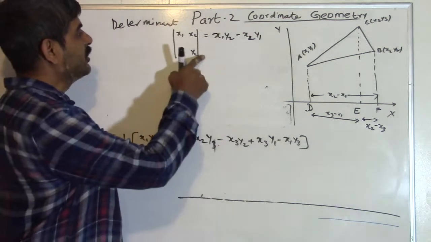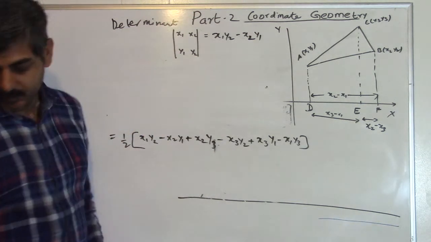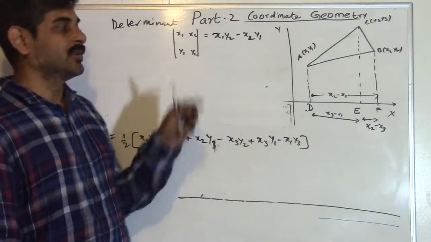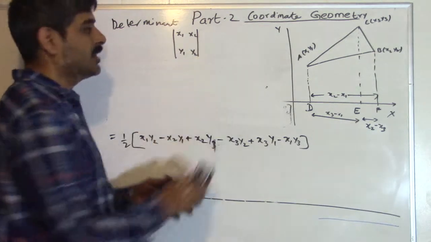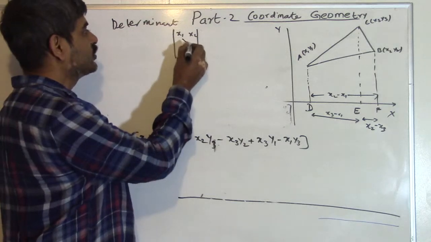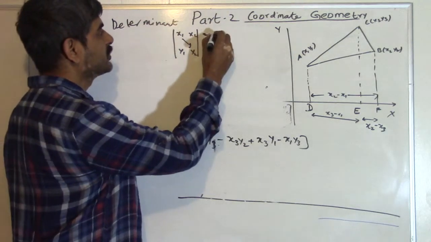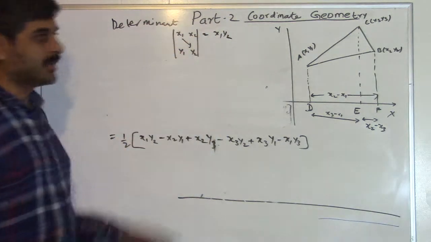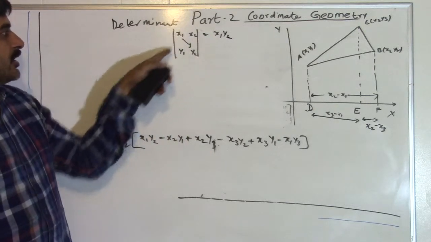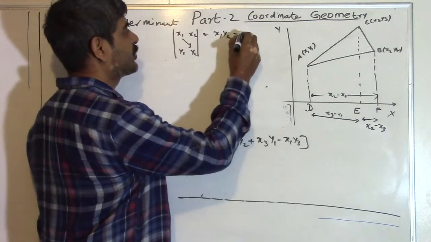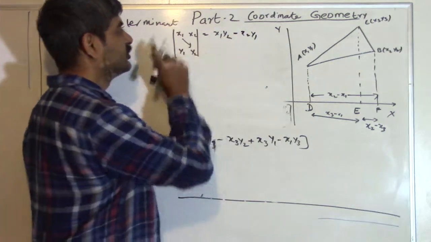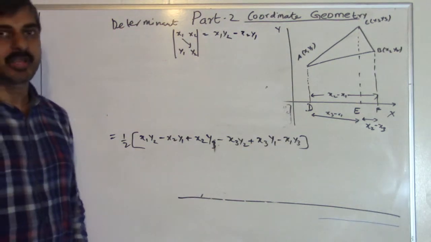And how do we evaluate a given determinant? If we are given the determinant, we can evaluate it this way: multiply this one with this one and then minus, so we will get x1, y2, and then multiply the other diagonal x2, y1 and subtract it from x1, y2. So this is the determinant of second order.